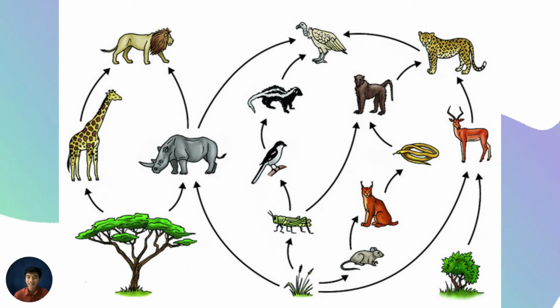Class, this is an example of a food web. We can extract different food chains in that food web. For example, the grass is eaten by the grasshopper, and the grasshopper can be eaten by a bird or a monkey or that organism. So we can say that in a food web, there are different food chains inside of it.